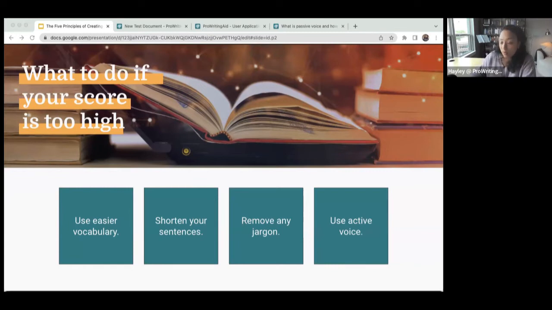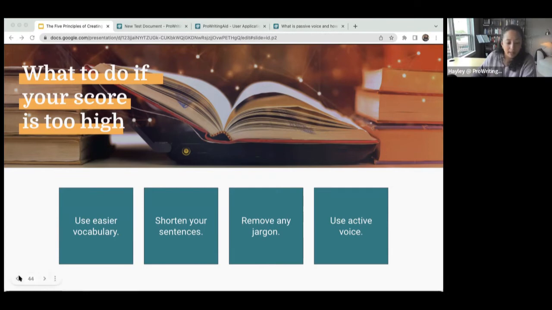Then jargon can also tend to increase your readability score. And again, if you're trying to have a lower readability score, removing jargon can help. And then passive voice tends to make your sentences longer and more complicated. So switching your sentences to active voice will also make your readability score go down.